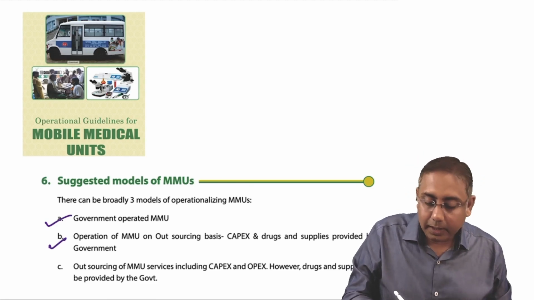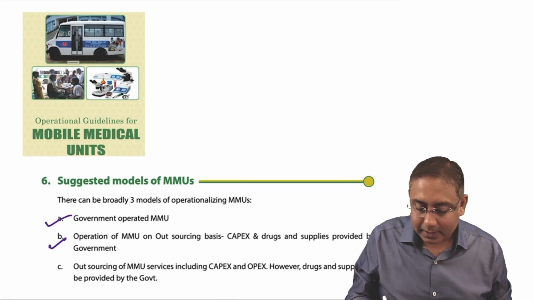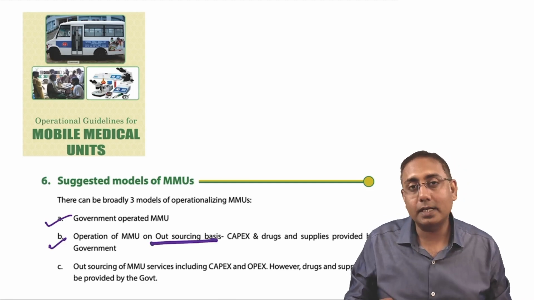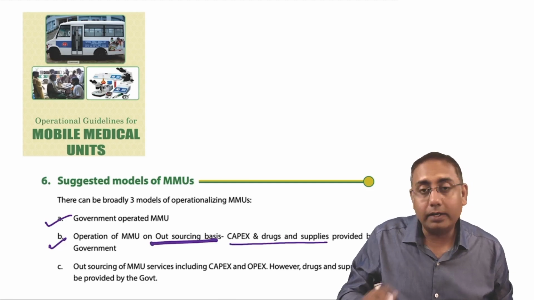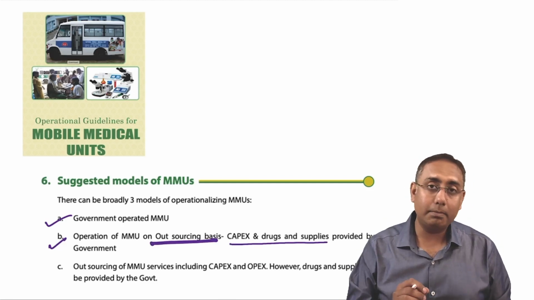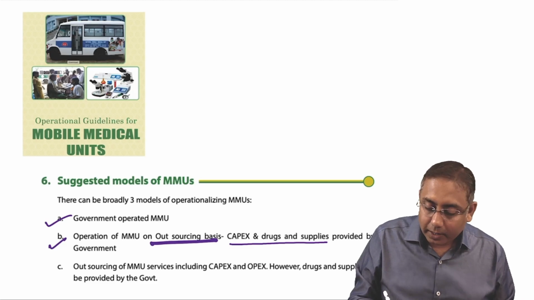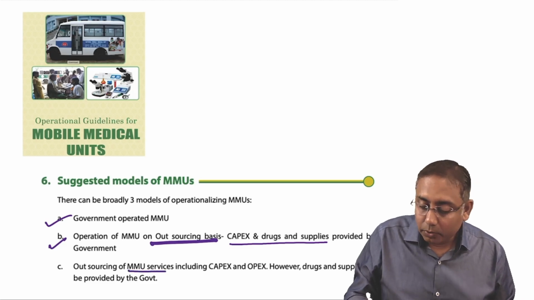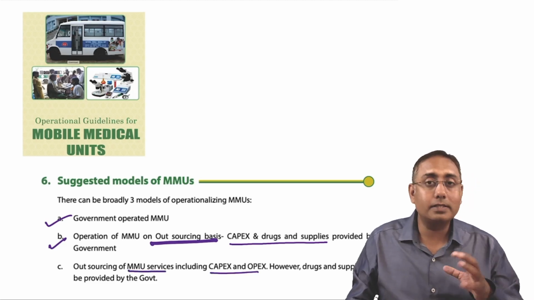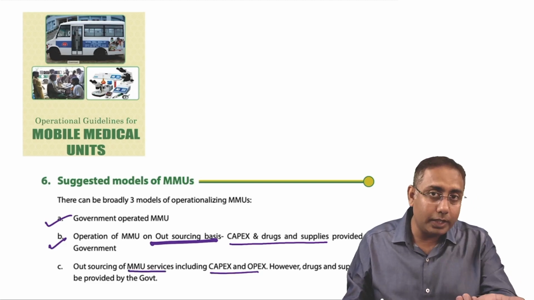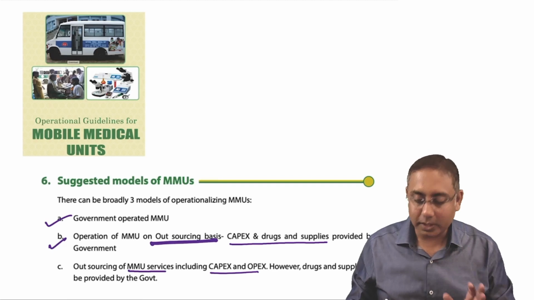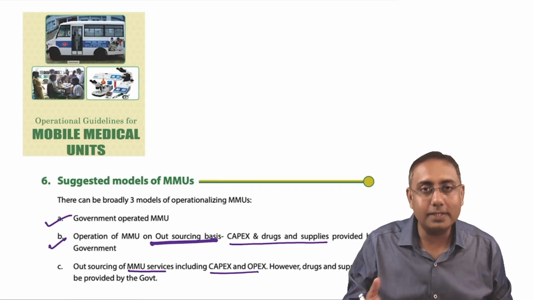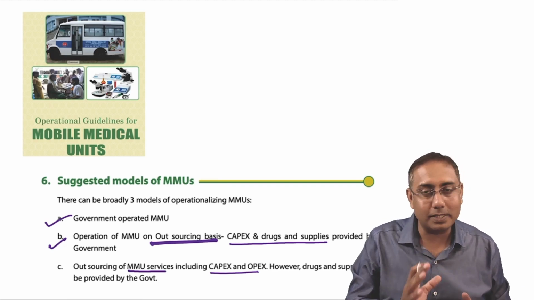You can have the MMU on an outsourcing basis, that is the CAPEX. CAPEX stands for capital expenditure. So the capital expenditure and the drugs provided will be by the government. Or we can have the MMU services including the CAPEX and OPEX, that is the capital also by the voluntary agencies and the operational cost also by the voluntary agencies. OPEX stands for operational expenses, CAPEX stands for capital expenses.